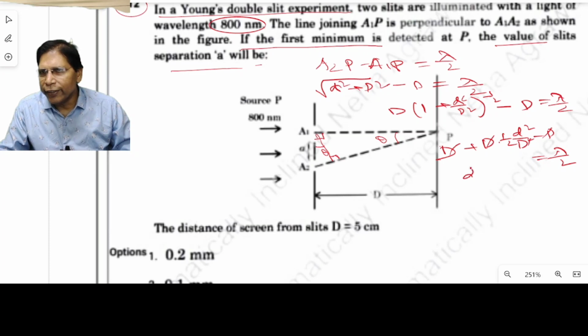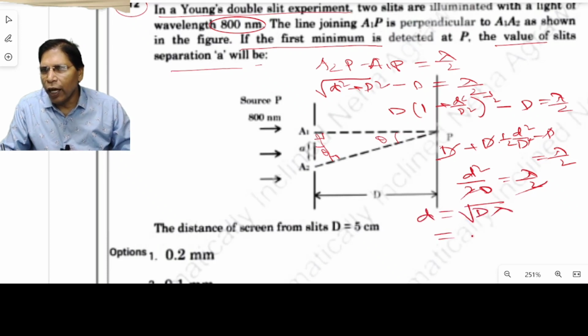Therefore, look at this, d square by 2D equals lambda by 2. This and this cancel out, so d equals root under D into lambda. Now, what is D? D is 5 centimeter. So 5 into 10 to the power minus 2, and lambda is 800, so 80 into 10 to the power minus 8, root under.